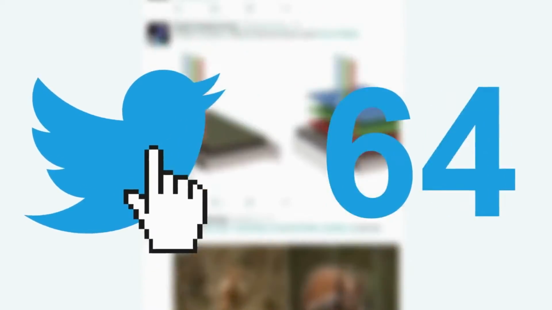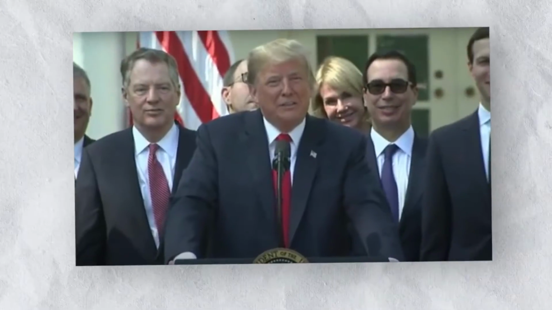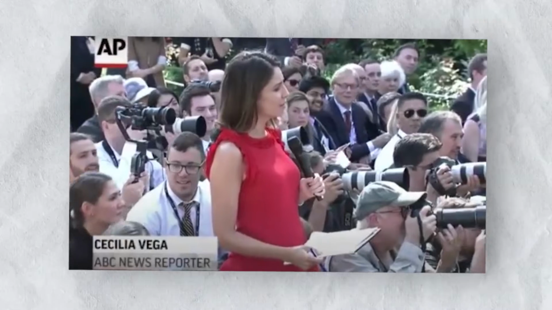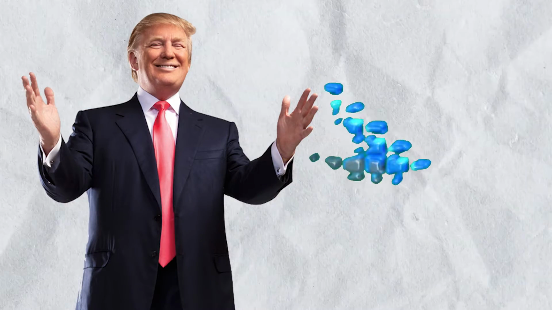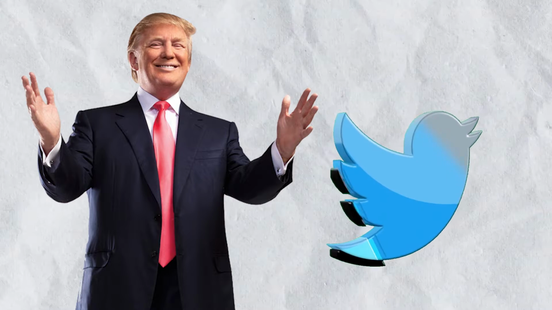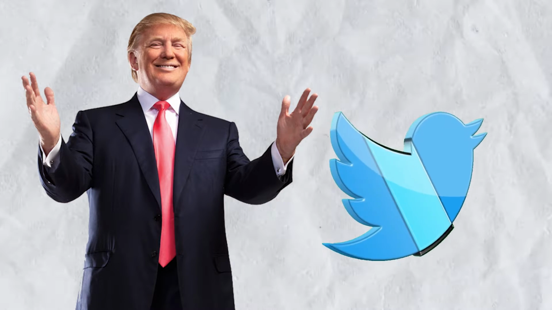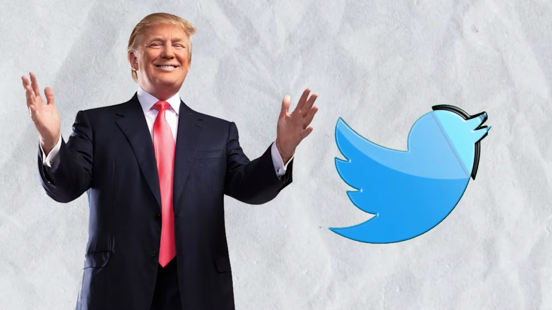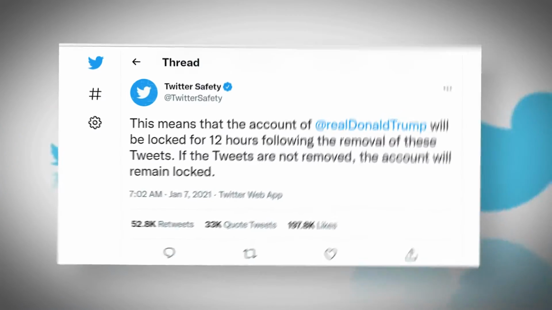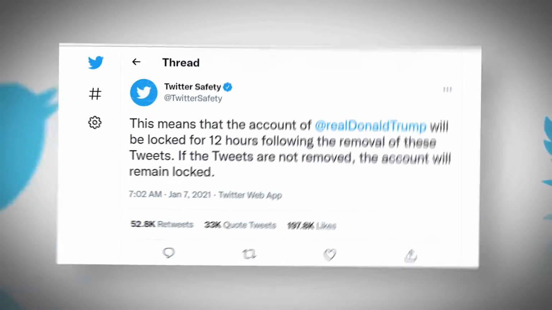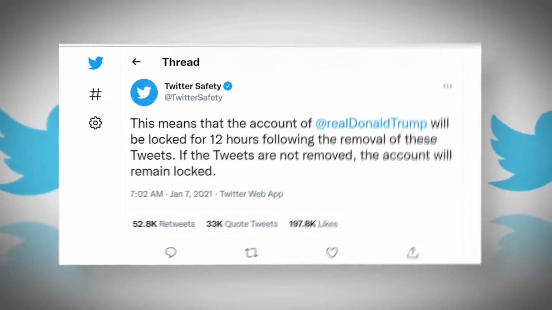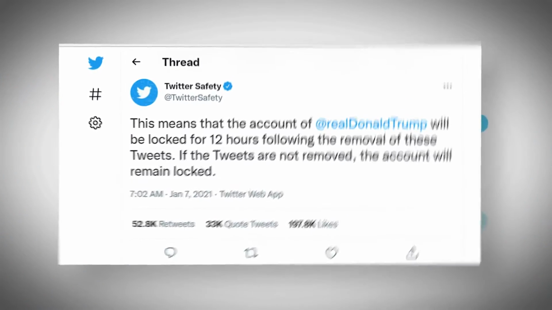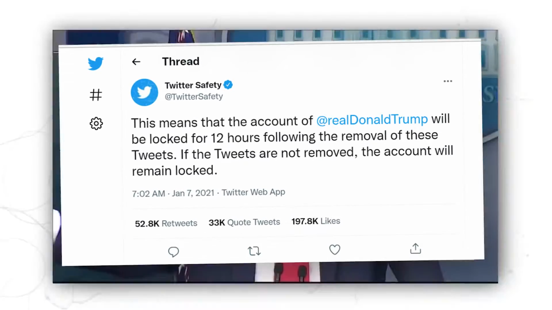Locking simply means that the president would not be able to post new tweets, but his previous tweets were still visible to the public. Twitter said that they had locked the president's account because he had violated the civic integrity policy. Twitter Safety revealed this info in a tweet that reads, "This means that the account of @RealDonaldTrump will be locked for 12 hours following the removal of these tweets. If the tweets are not removed, the account will remain locked."